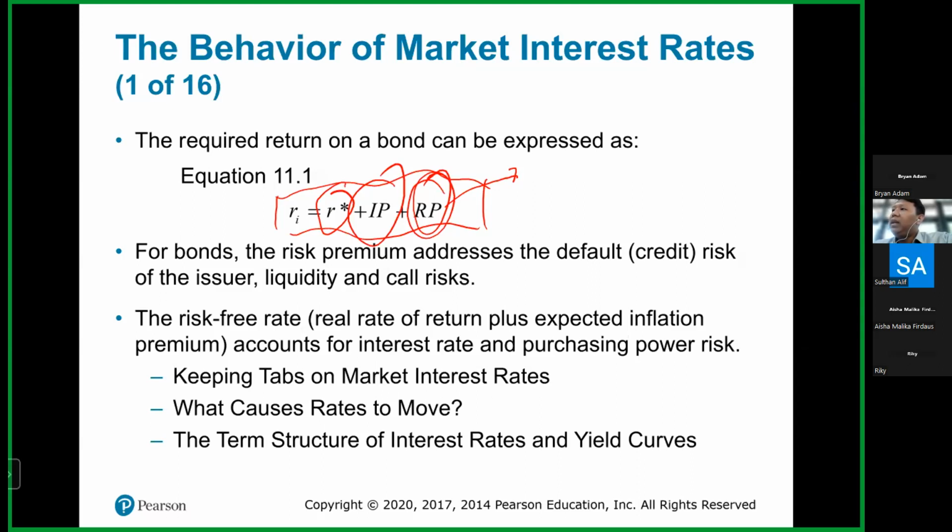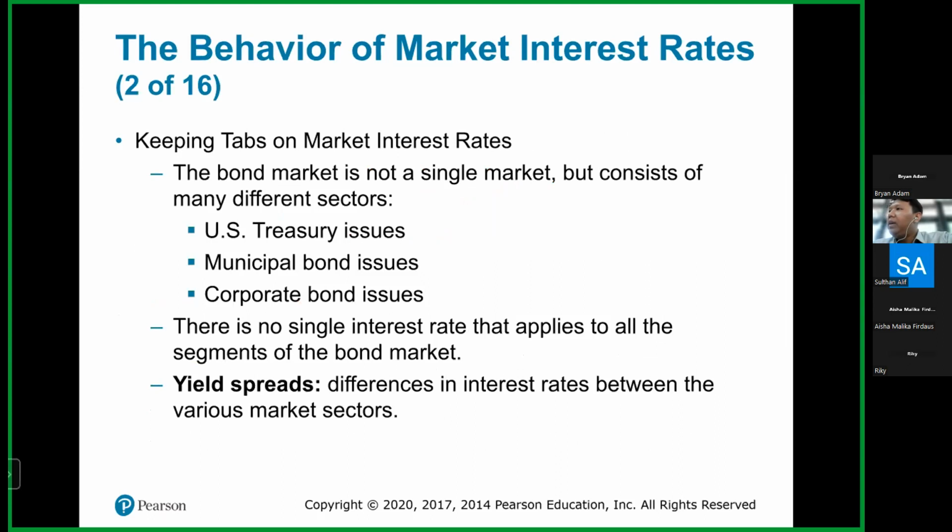And then we have here the risk-free rate. The risk-free rate is different from the risk premium. The risk premium is the additional rate of return that we expect to get in the future. But when we say the risk-free rate, it is the rate in the market that we use to evaluate the bond or some investment. Okay, so let me continue.